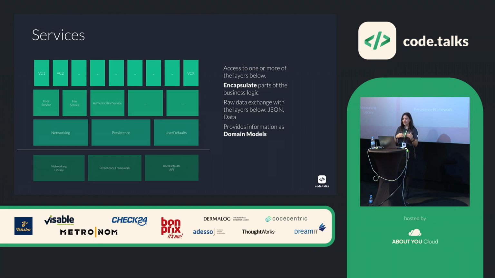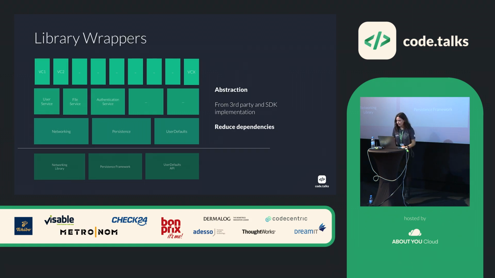Sorry, I'm talking about the wrong slide. Why did nobody say anything? OK, so this here at the bottom is the layer of your third-party wrappers. It provides, as I said, a layer of abstraction between the concrete implementation and your app. And it reduces the dependencies, and it makes it easier for you to handle changes in these libraries.